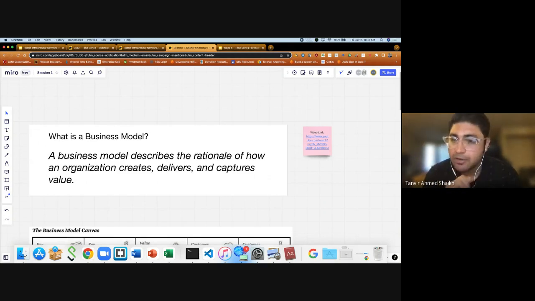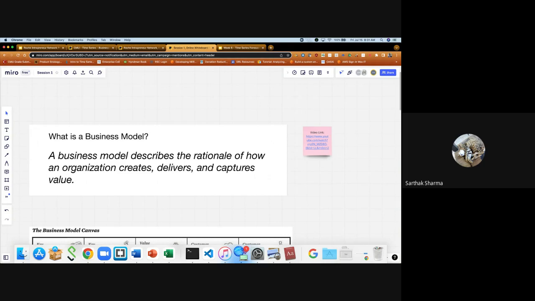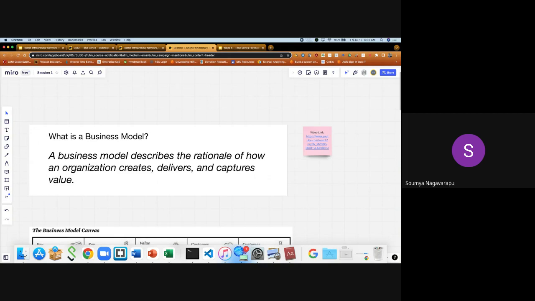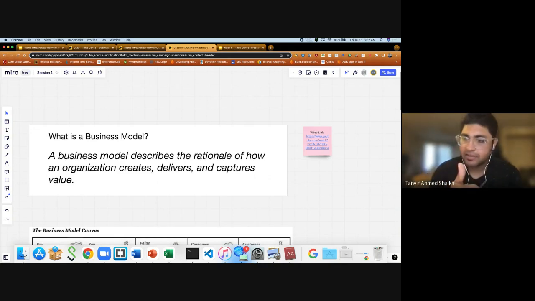What does capture value mean? Maybe get customers. Okay, maybe get customers. Yep, you're on the right track. Anyone else? What does capturing value mean? Feedback? Yeah, definitely, one of them.